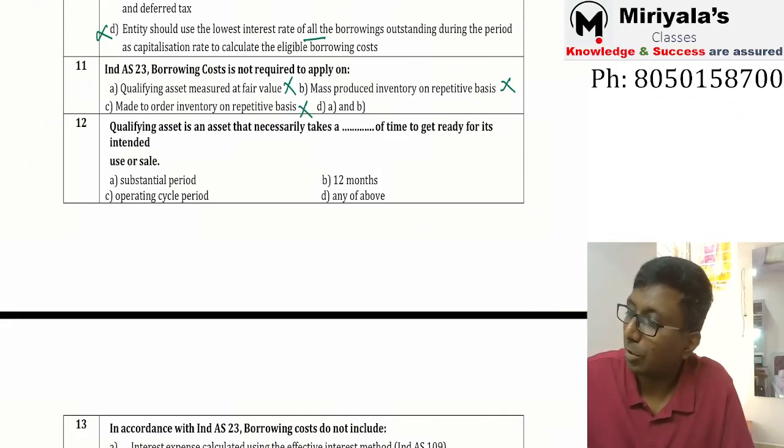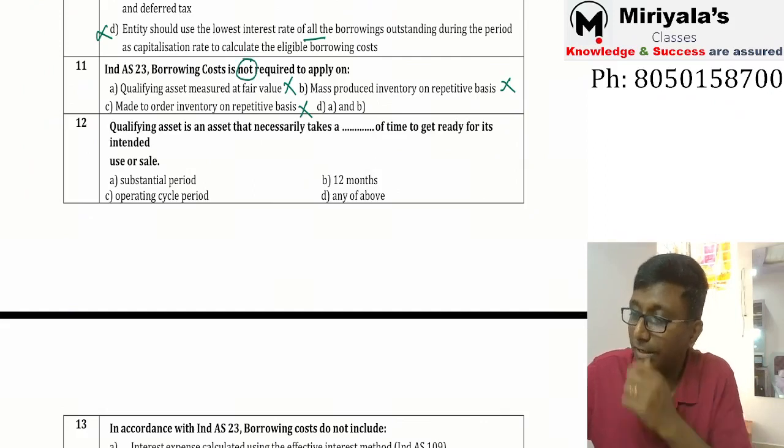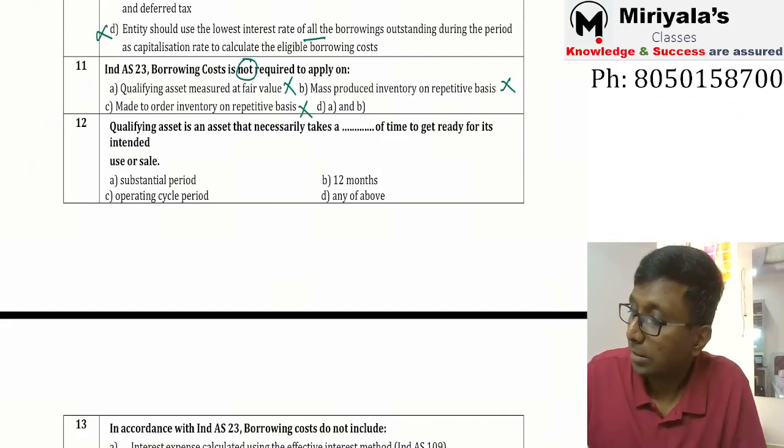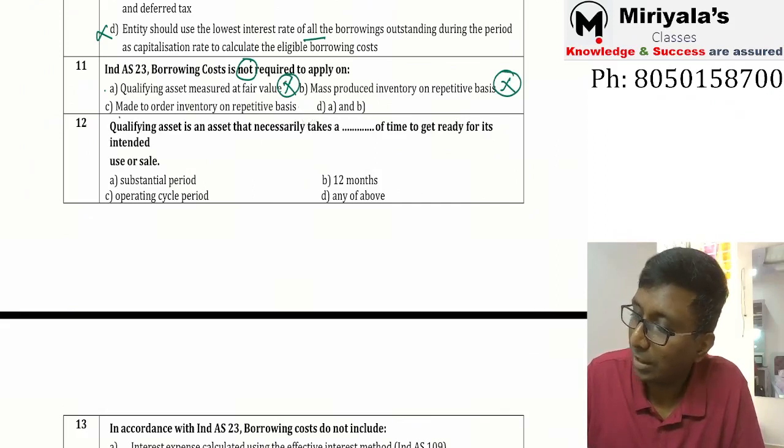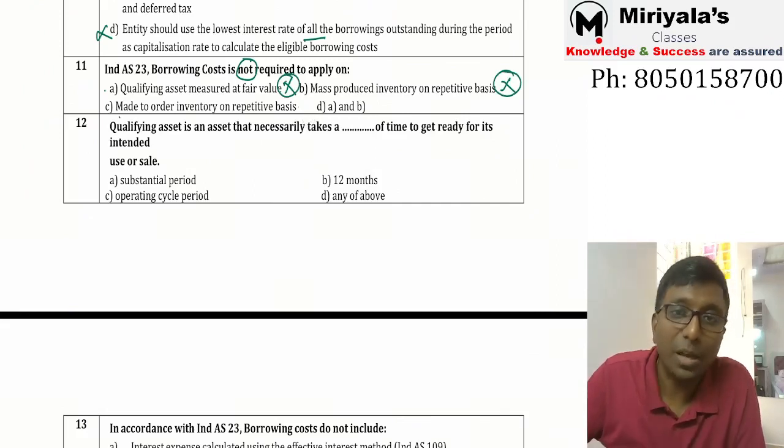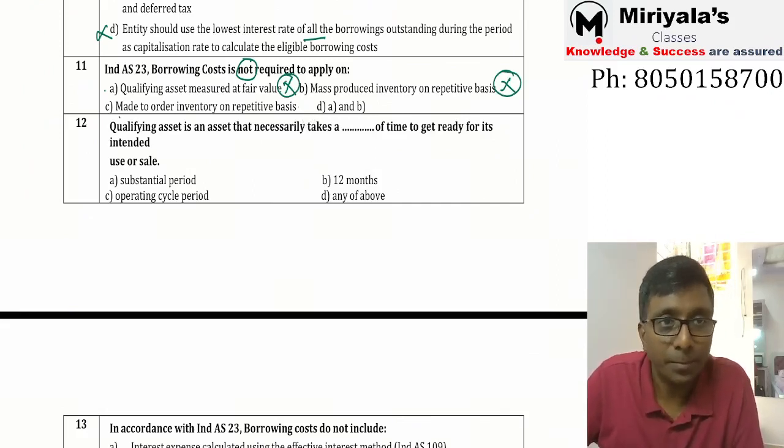Which are not required to apply. Not required. Sorry, I didn't read carefully. Yes, which is not required to apply. Yes, on this you are not supposed to apply. Correct. On this also you don't need to apply. Made to order inventory on a repetitive basis. No, if it is inventory, obviously it will be happening on a repetitive basis.